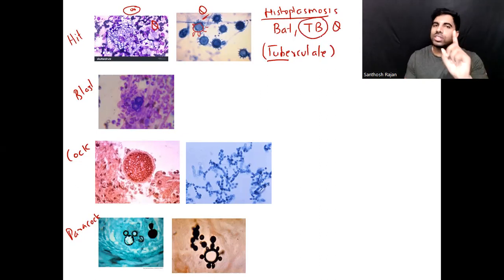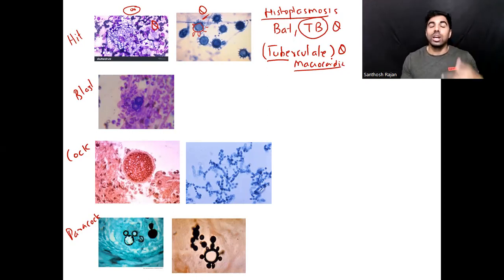Histoplasmosis, a disease similar to TB. That would be a question. And tuberculate macroconidia, these are the two conidia, that is histoplasmosis. Other names, I don't want to say, you already know, because this is revision: darling disease, Ohio disease, Mississippi disease, caves disease, all those things.